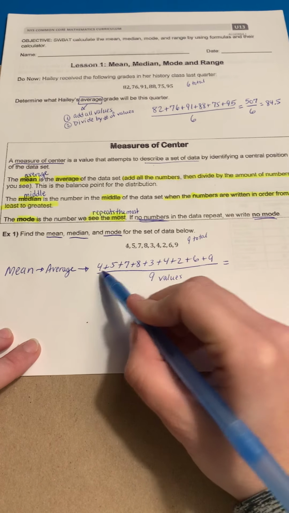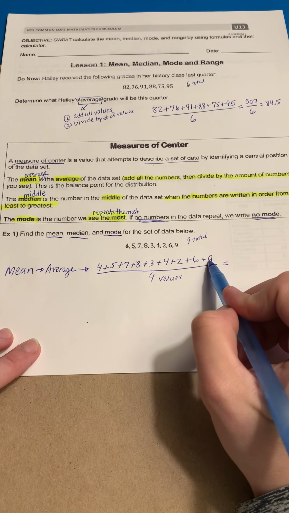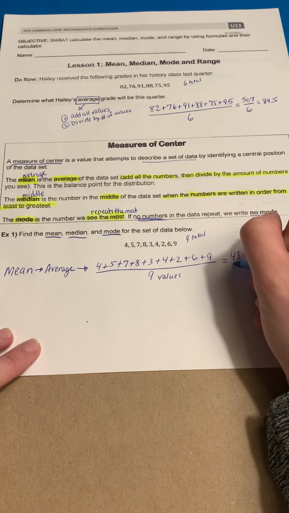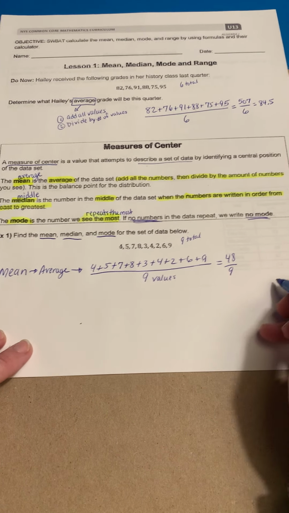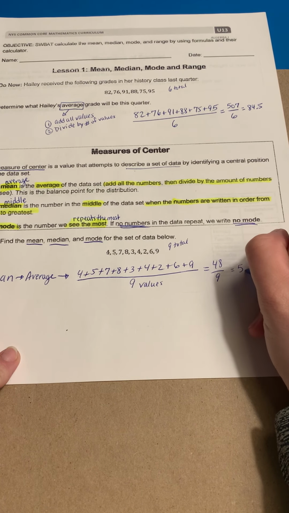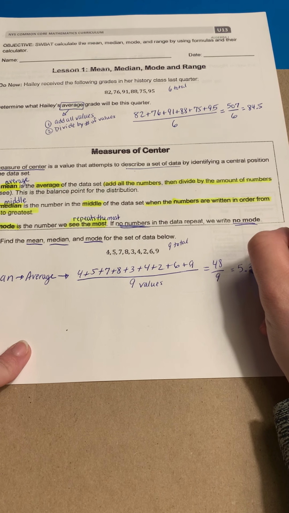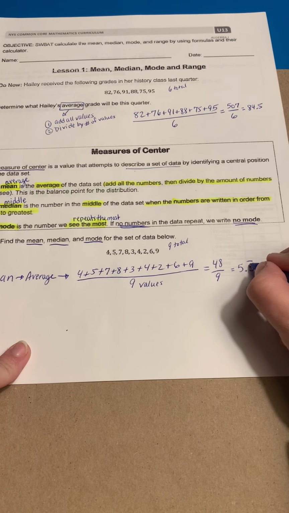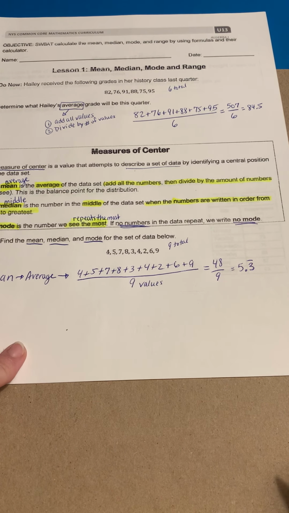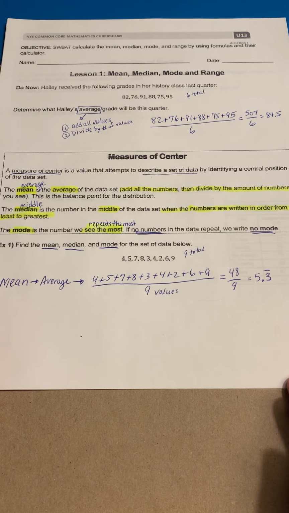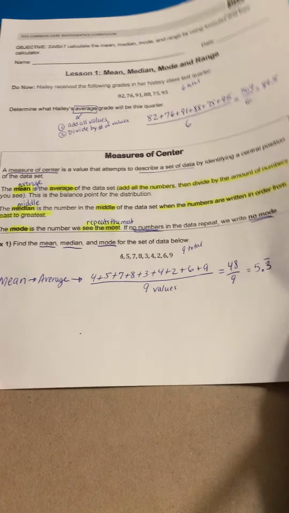Well, when I add all of these numbers up on the top, my numerator, I get 48. When I divide that by 9, I get 5.33333333. So to shorten that, I'm going to put 5.3, repeating. Okay, that is my mean. Now let's go to the next piece. It says median.